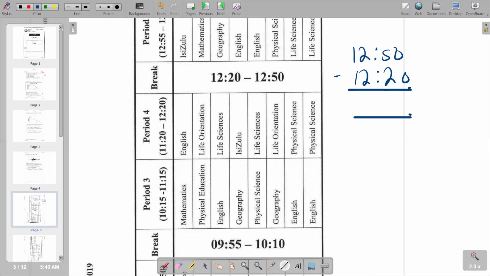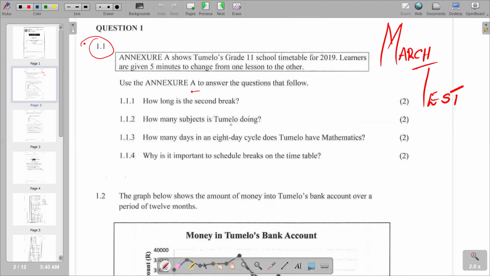By calculating, we are going to say 50 minutes minus 20 minutes, we're going to get 30 minutes. Then here, we're not going to add anything because the hours are the same. So we are saying the second break is 30 minutes. Basically, that's what we have for the first question. Then we go to the second question, which says how many subjects is Tunelo doing.